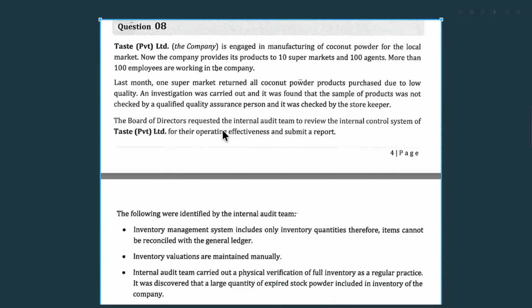And let's see. The board of directors requested the internal audit team. Internal audit team means the team inside the company, the employees of the company, not like external auditors. So there is a good control system, because having internal control systems is a good control. But even though we have an internal audit team, the quality control issue still happened. So this is also one of the red flags. This is a sign of major deficiency. So the board of directors requested the internal audit team to review the internal control system of Taste Private Limited for their operating effectiveness and submit a report.